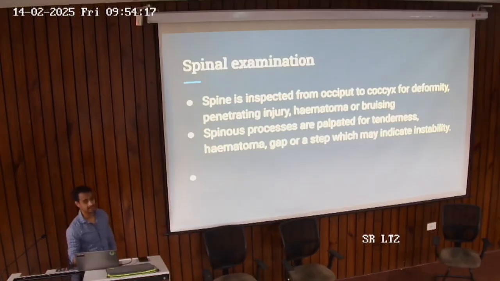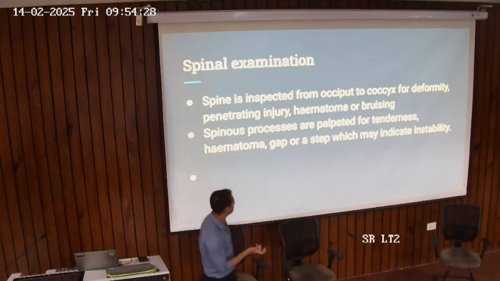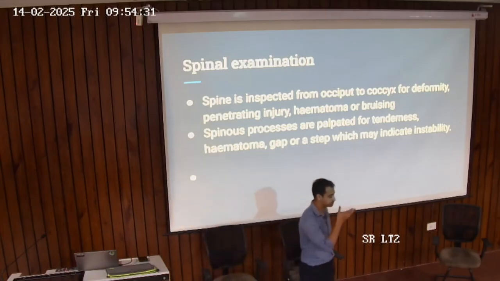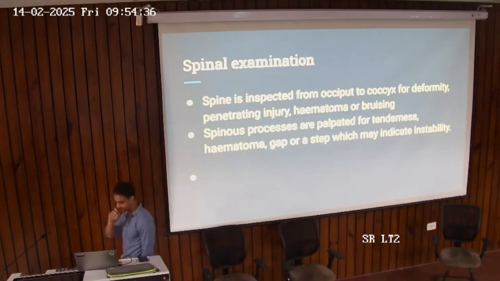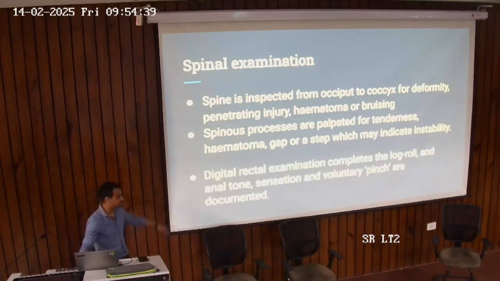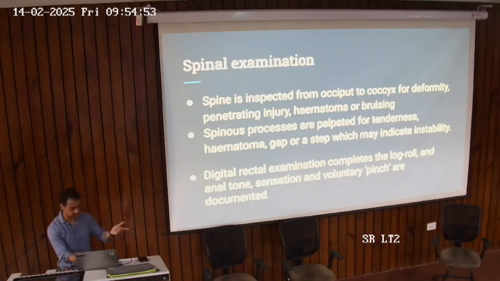So now you come to spinal examination. You check from occiput to coccyx for any deformity, penetrating injury, hematoma, bruising, as we discussed before. And you check the spinous process for tenderness, hematoma, gaps, steps. How does the spinal examination end? You do a digital rectal examination. After completing the log roll, check for anal tone, sensation, voluntary pinch, and document it. This is how you examine the spine. Check for any injury, check for tenderness, and check with digital rectal examination.